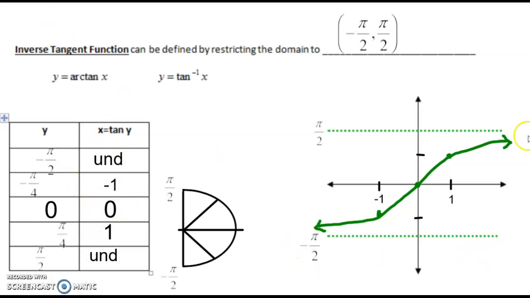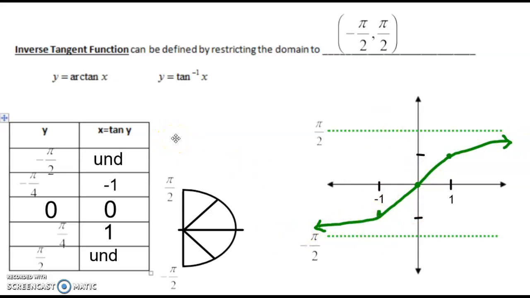You can see here's our graph of the inverse tangent of x. The domain here is all real numbers, so we can take the inverse tan of any value. Unlike inverse sine and inverse cosine, where we can only take the inverse from numbers between negative 1 and 1, we can take the inverse tangent of any number. And the range is restricted to negative pi over 2 to pi over 2.